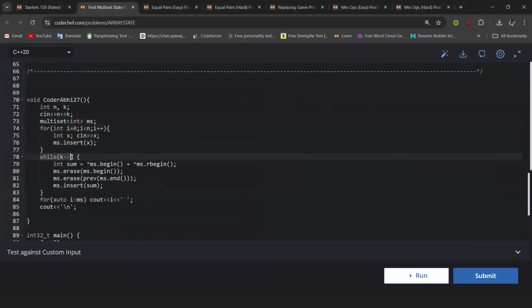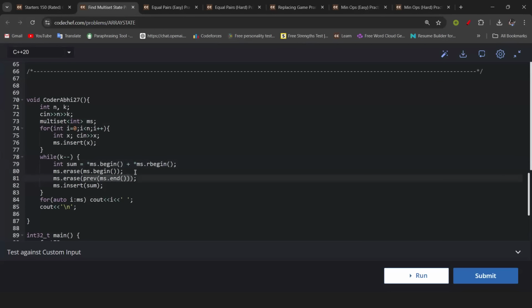So I'm running a loop k times. Inside that, I would store the sum. That would be the sum of the first element of the multiset, that is ms.begin star, and the last element of the multiset, which is ms.rbegin. Through that, we can get the last element. The sum of them would be stored in a variable sum that would be inserted, and we need to erase the beginning element and the end element. So ms.erase(ms.begin()), and to erase the end element, it's prev(ms.end()).